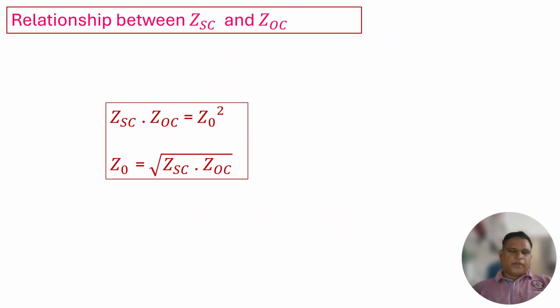Now, the relationship between the open circuited and the short circuited input impedance is given by Zsc into Zoc is equal to Z0 square. Or you can write Z0 is equal to square root of Zsc into Zoc. Z0 is the characteristic impedance.